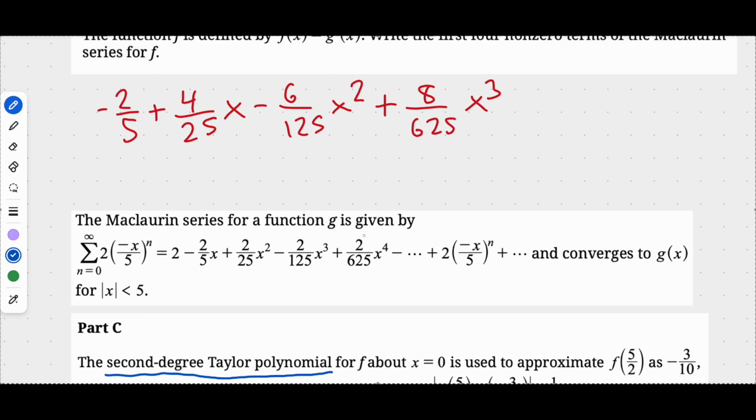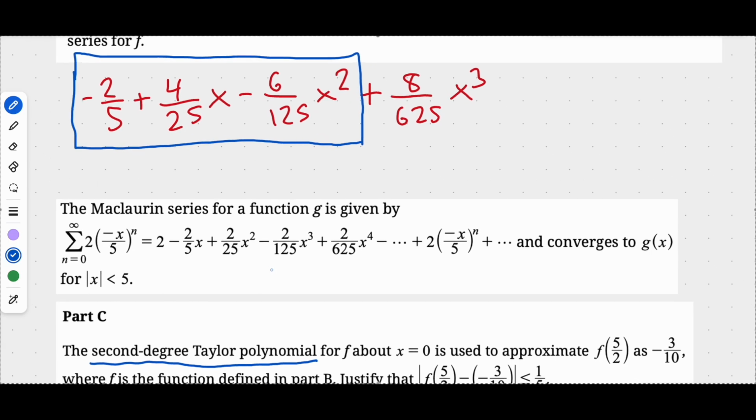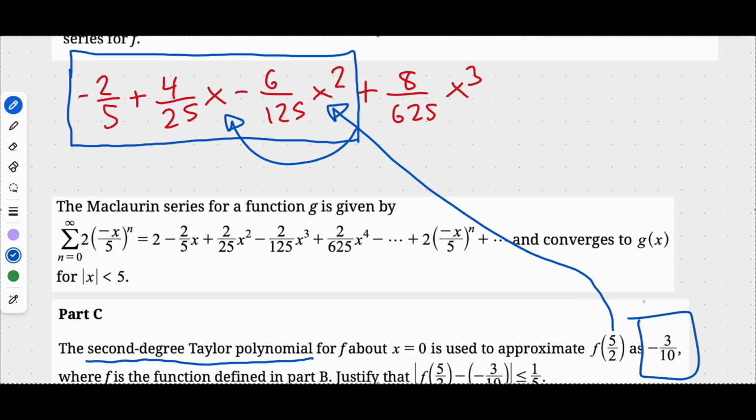So this is a polynomial, but is it second degree? Degree means the largest exponent. Okay, so they only want us to go up to here, right? They want the largest exponent to be 2. They use this to approximate f of 5 halves. So literally they took 5 halves and plugged it into x, okay? And if you do that math, you will get negative 3/10.